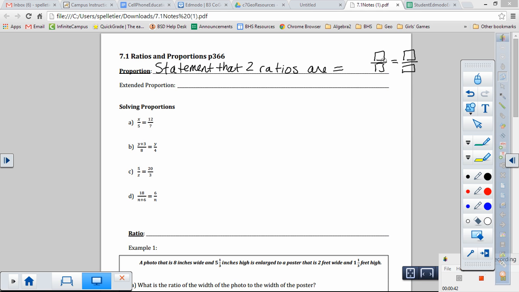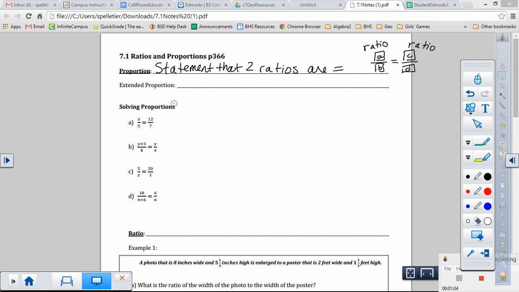Oftentimes you'll see it written as A is to B, as C is to D. We basically are considering those two ratios. One ratio is a comparison of data, and another ratio is a comparison of data, and the whole thing is a proportion. We're going to talk a little bit about ratios in just a minute.